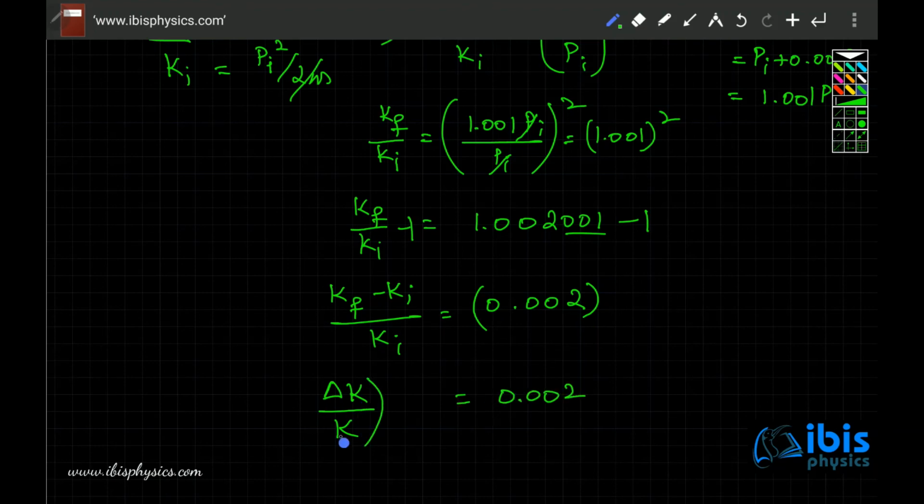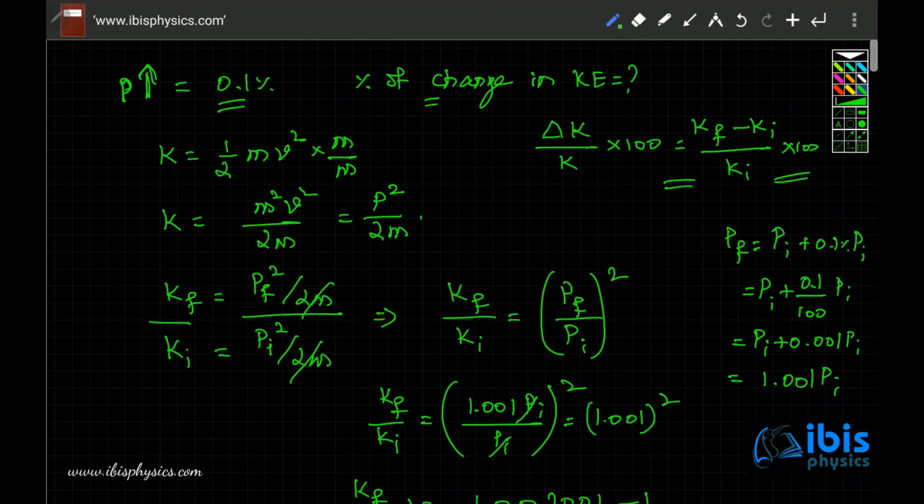0.002. So percentage of change in kinetic energy is change in kinetic energy by original kinetic energy times 100. So you have to multiply this with 100. You get 0.2 percentage. Once you multiply with 100, you have to express that in percentage. So this is 0.2 percentage.